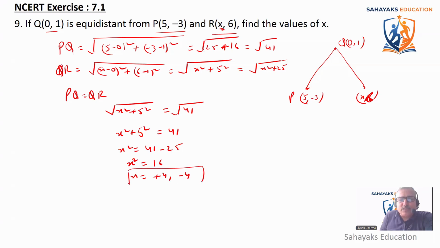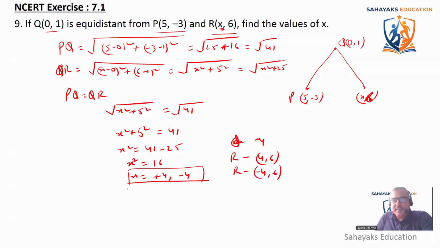So these are two values which will come up. So the point Q is, not point Q, point R. Point R is 4, 6, or the point R is minus 4, 6. These are the 2 points.